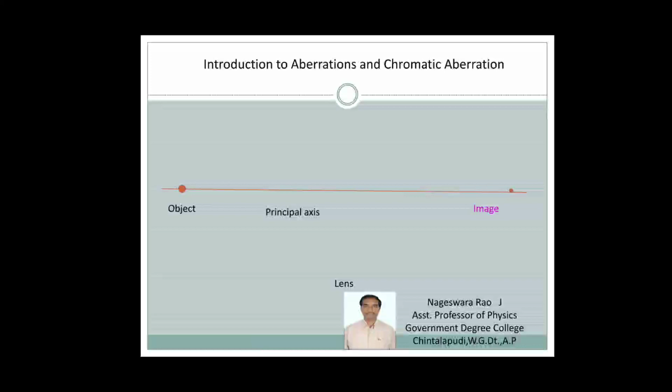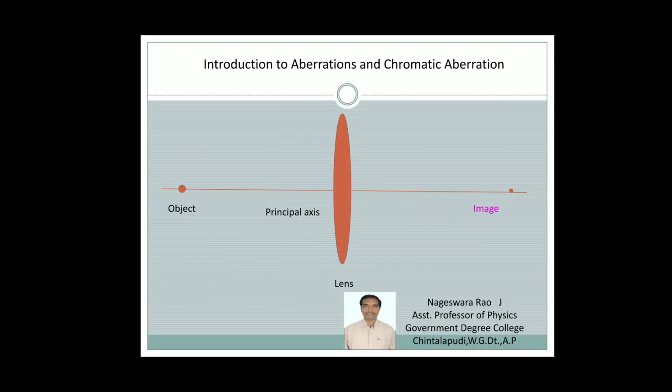In this presentation, I want to analyze chromatic aberration. So before discussing chromatic aberration, we want to explain what aberration is and how many types of aberrations there are, what is chromatic aberration, how many types of chromatic aberrations, and how we can calculate the magnitude of the chromatic aberration.